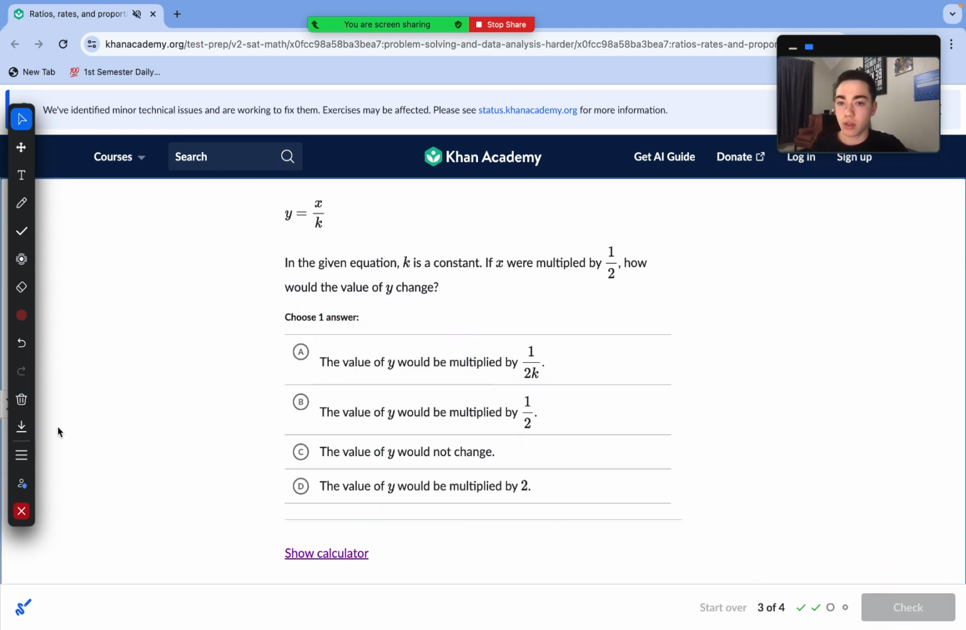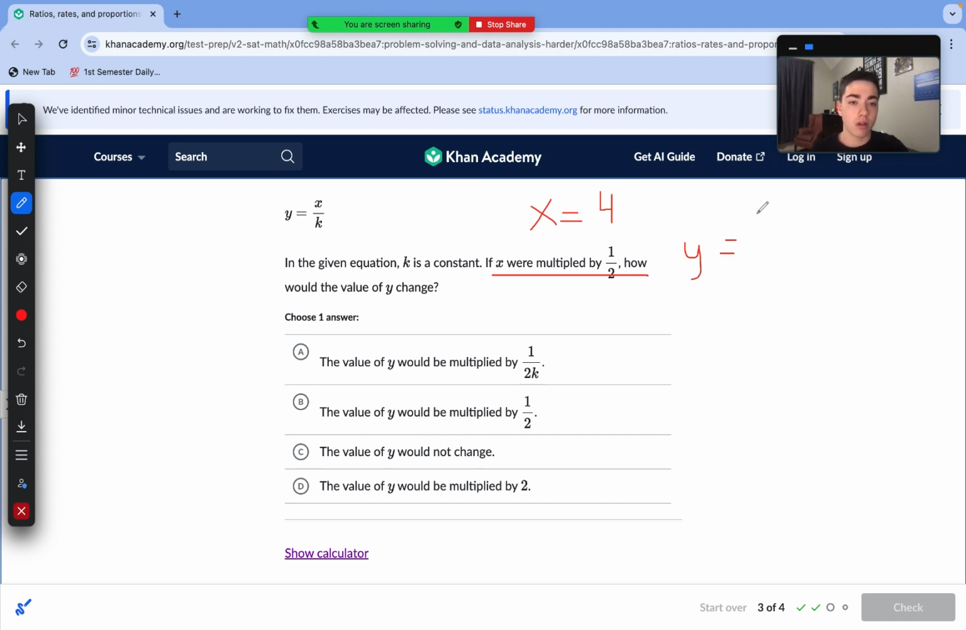On to question number 3 here. In this given equation, k is a constant. If we multiply x by 1/2, how would the value of y change? So the easiest way to solve a question like this is to substitute real values in as x and do as described to see what happens to our answer. So let's say that our first x value was just equal to 4. We would substitute it in.